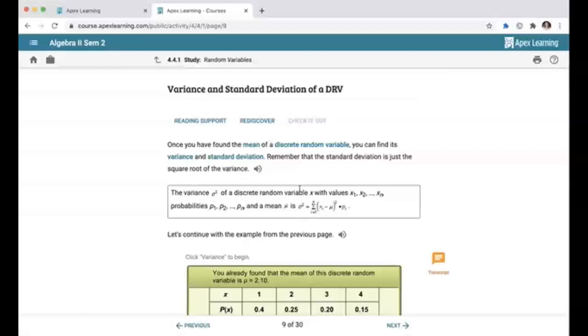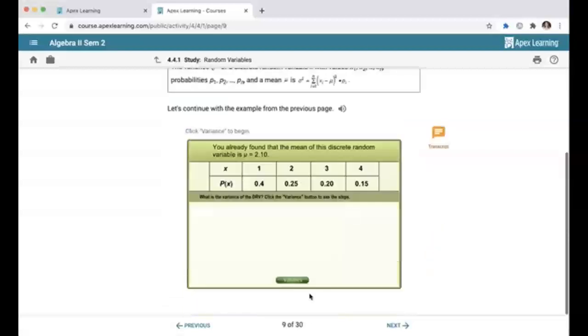And what we can do is follow this equation here that should be a little bit familiar. We take our x value minus our mean value, we square that, and then we multiply it by our probability for that value. So looking at it here, start with our formula. Great. We'll substitute in the values.